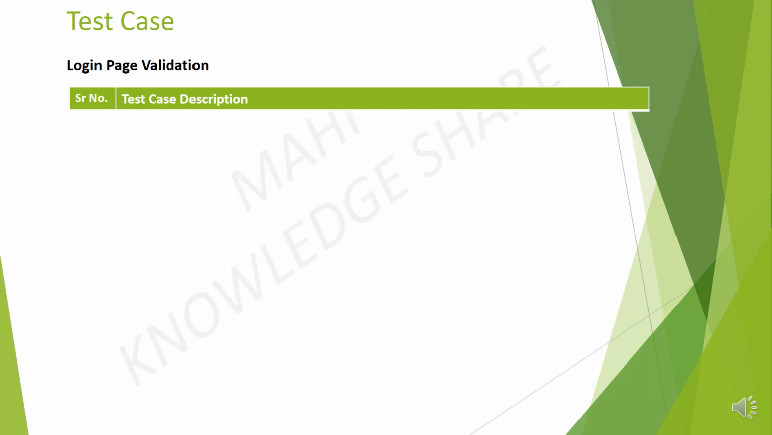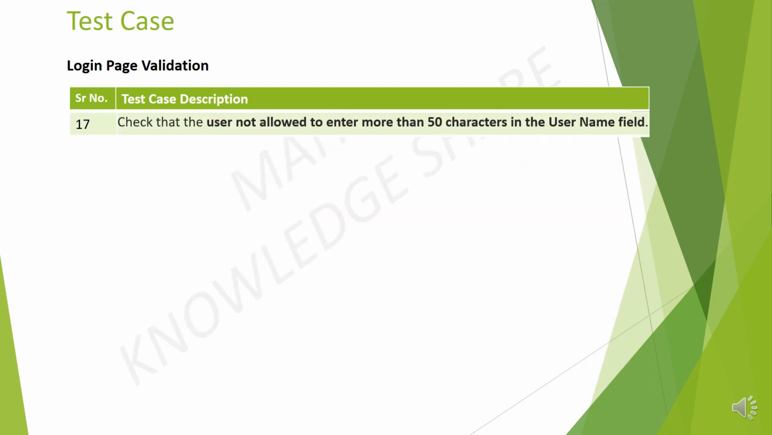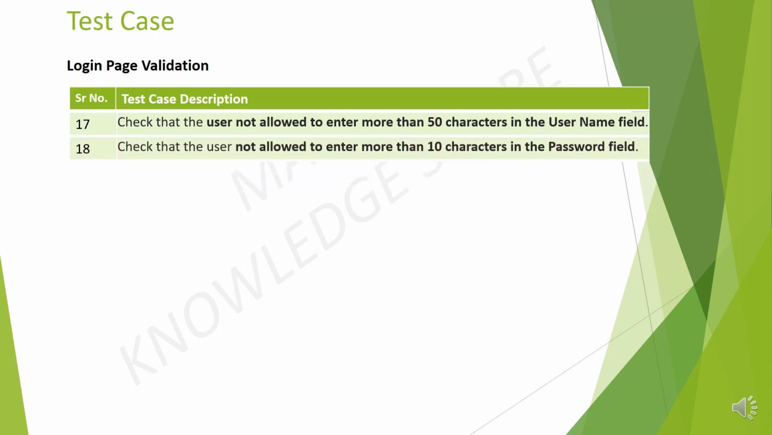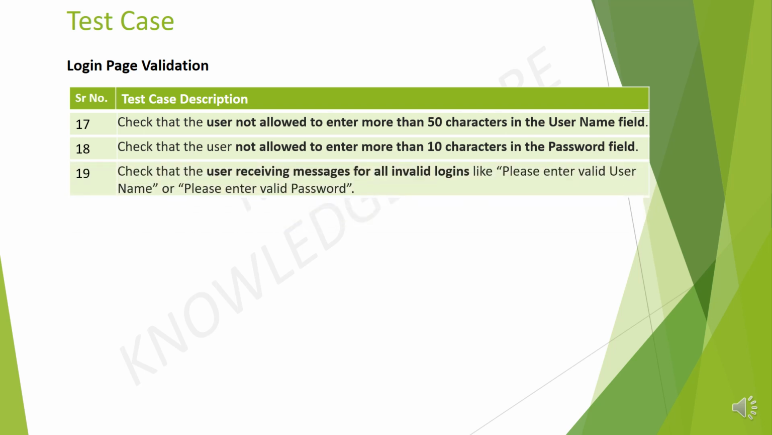Test case number 17. Check that the user is not allowed to enter more than 50 characters in the username field. Test case number 18. Check that the user is not allowed to enter more than 10 characters in the password field. Test case number 19. Check that the user receives messages for all invalid logins, like please enter valid username or please enter valid password.